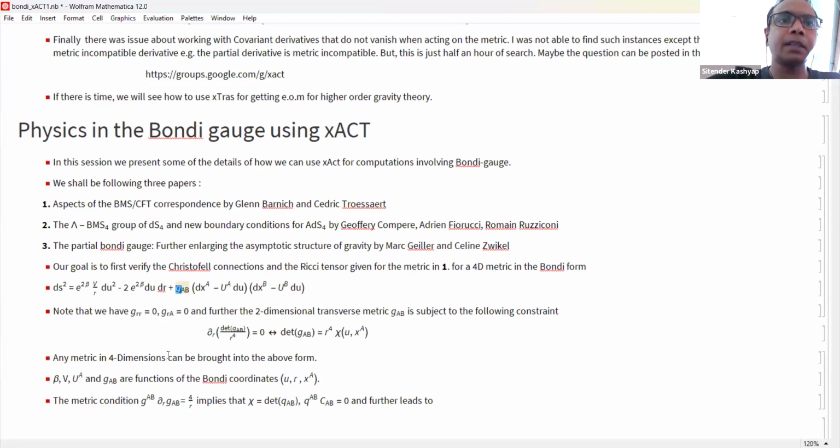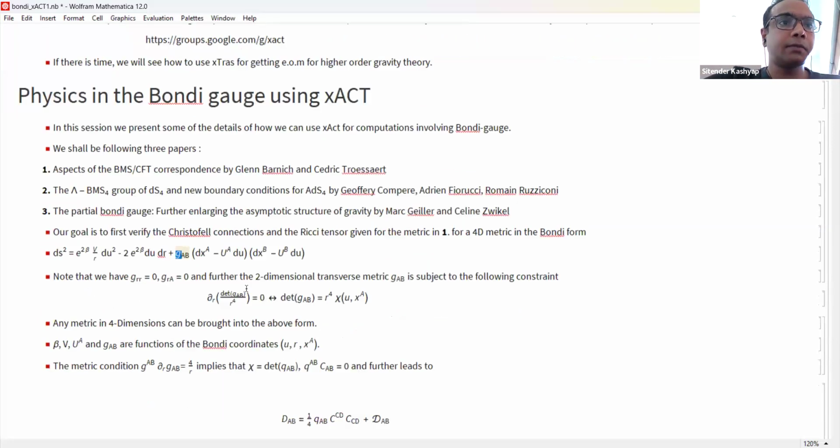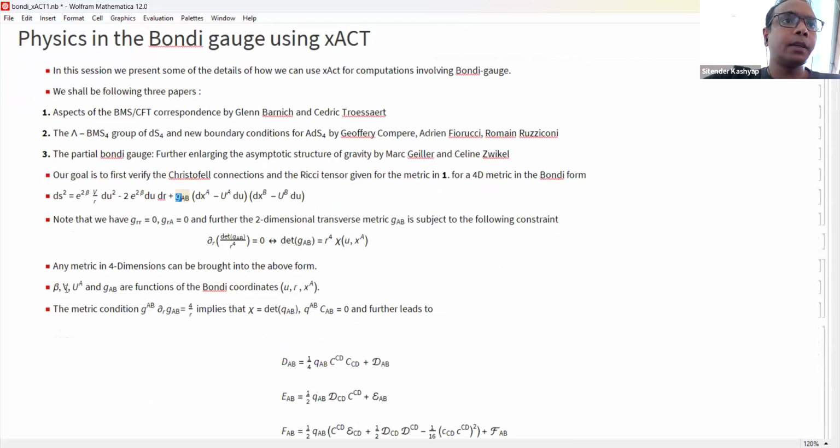Now the point is, any metric can be brought into this form. The transformations might be very hard to get, but this is a general result. Any four-dimensional metric can be brought into this form. In the above, beta, V, U^A, and g_AB are arbitrary functions of the Bondi coordinates u, r, and x^A.